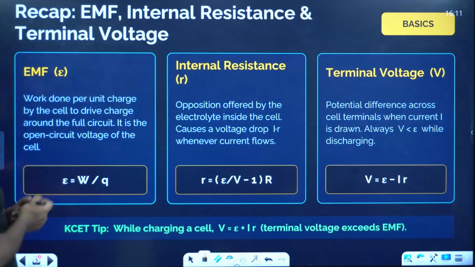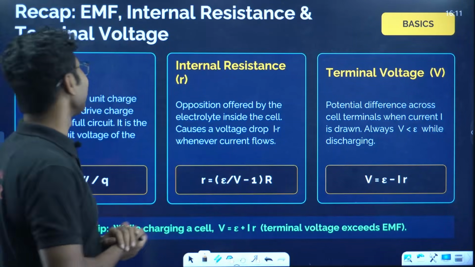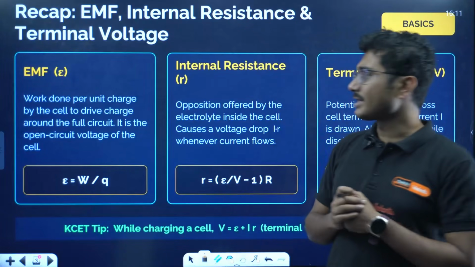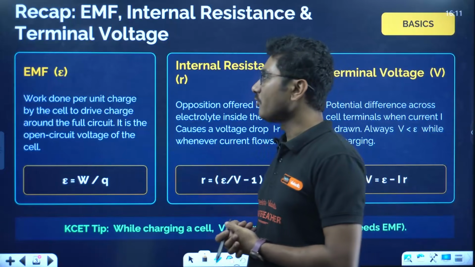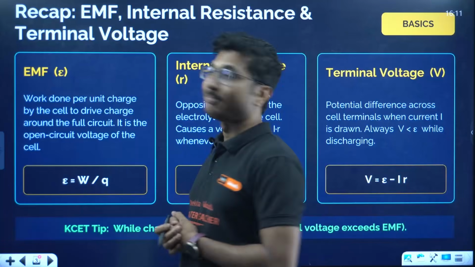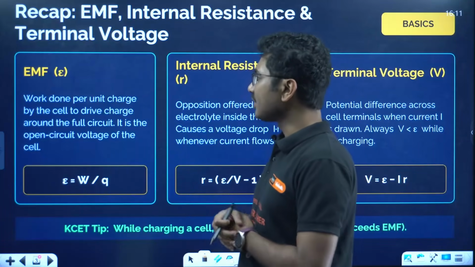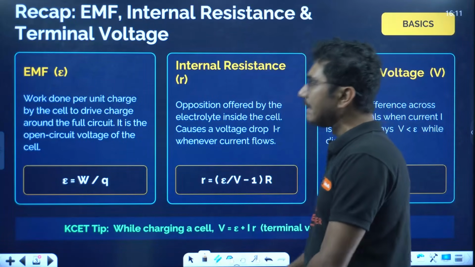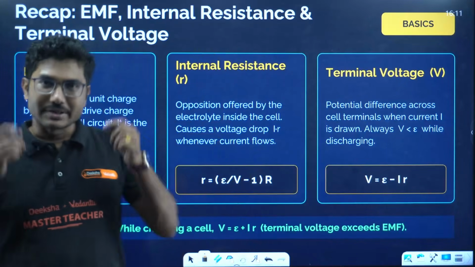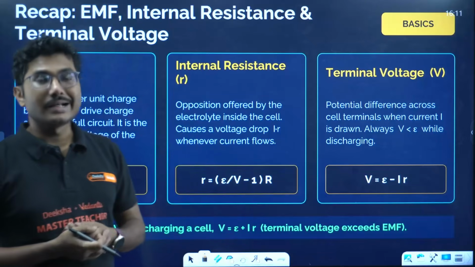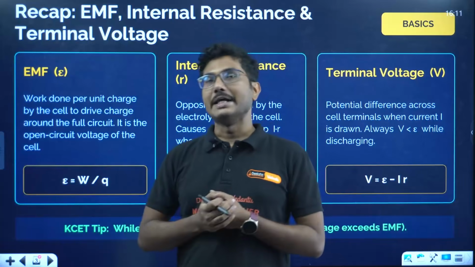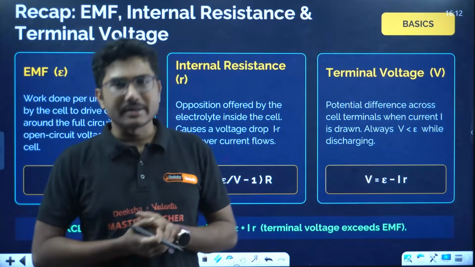Let's start. So EMF, internal resistance and terminal voltage, these are the three terms that we hear very often. So let us understand what is EMF. EMF stands for electromotive force. It is the work done per unit charge by the cell to drive charge around the full circuit. It is the open circuit voltage of the cell. Open circuit voltage means you have the cell but it is not connected in a circuit, just open, and if you have a device to measure that potential, that is called the EMF of the cell. Basically it's the maximum voltage that the cell can give.